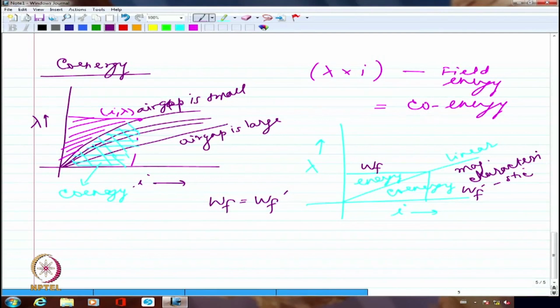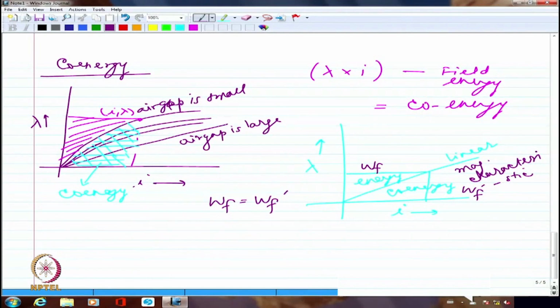So we are deliberately introducing the terminology of co-energy so that we will be able to understand further, when a movement takes place, whether we will be able to express the force, the torque, in terms of co-energy or energy. That's what we want to check. That's the reason why I have introduced this particular terminology of co-energy.